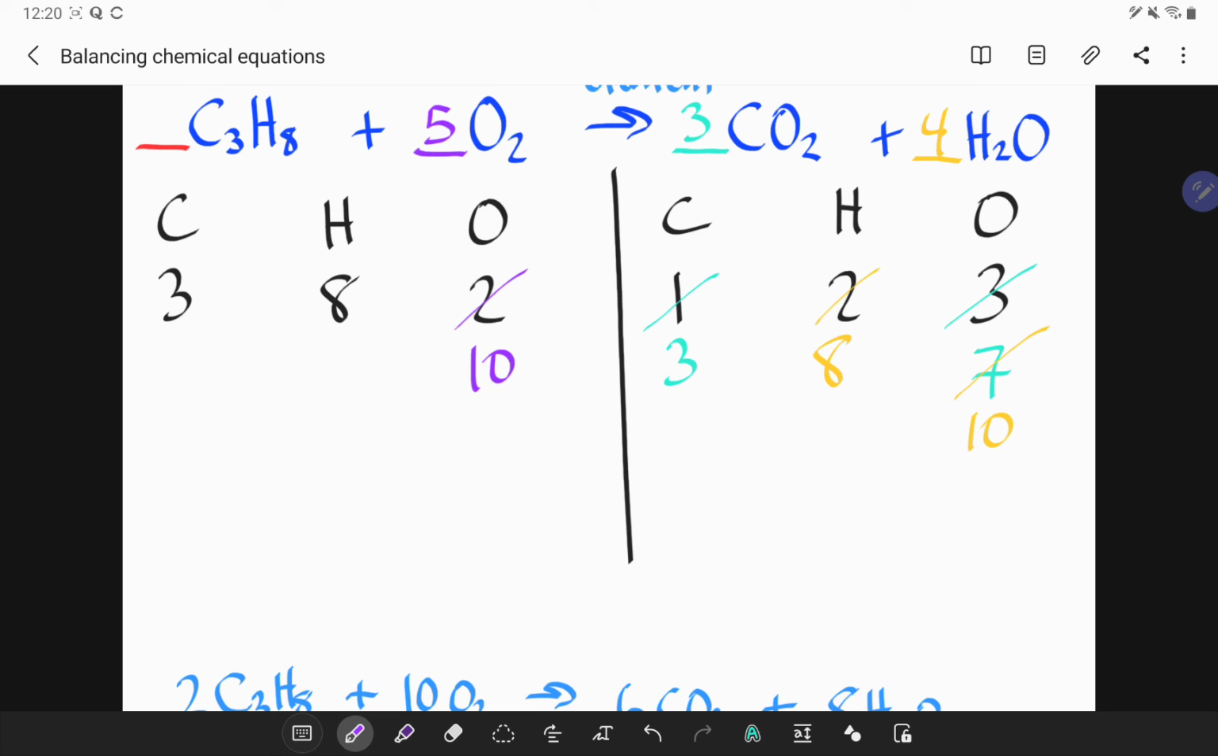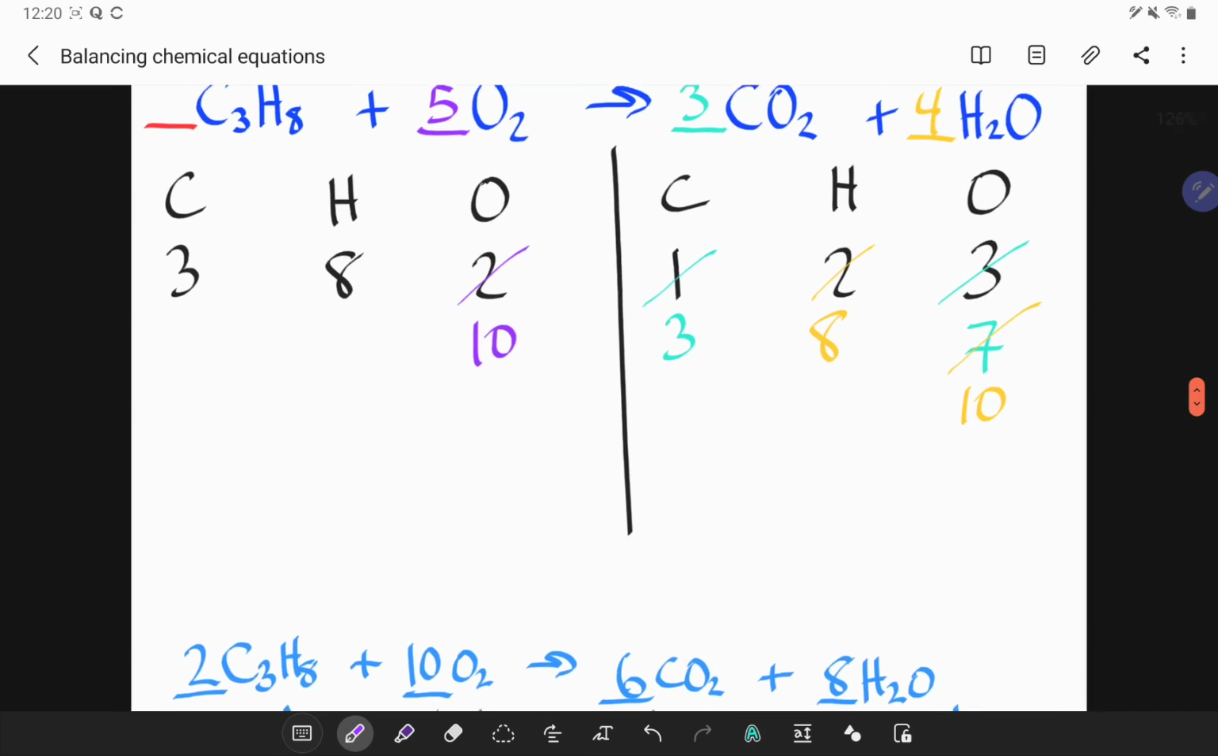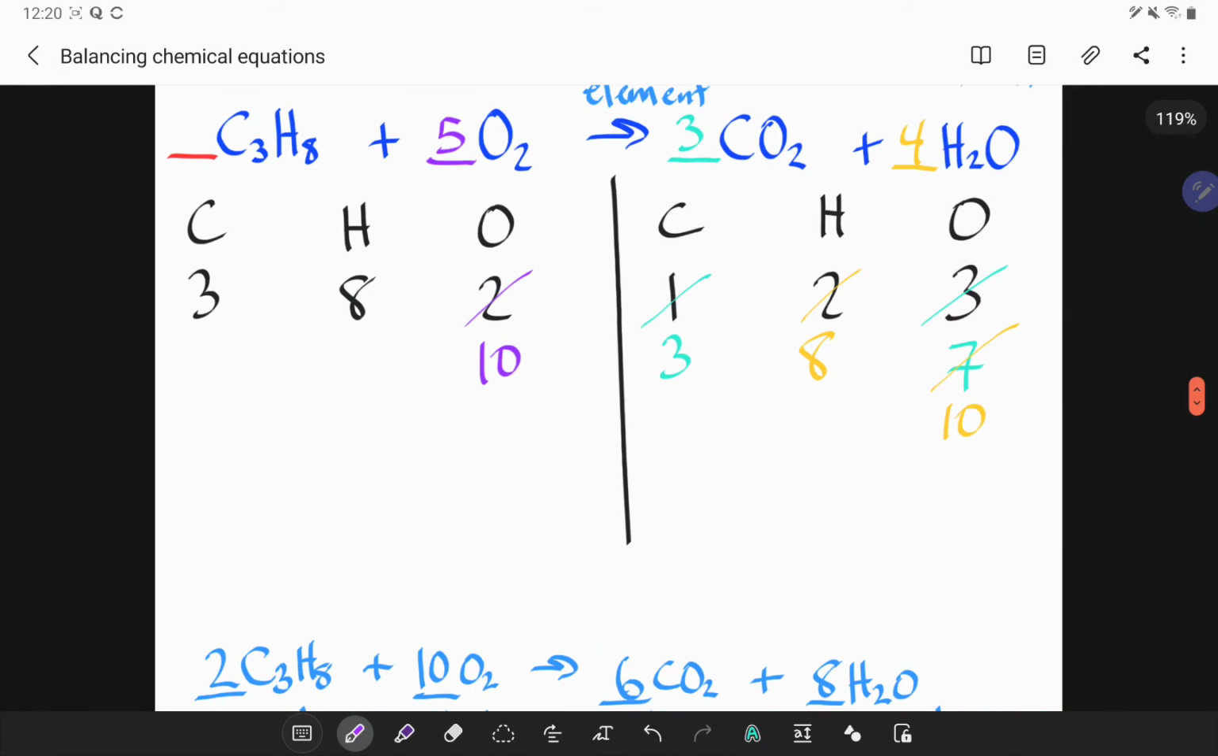Now, some of you might say, well, Mr. Oxler, wait a second. I did this problem, and I think I did it right. It looks balanced. I got 2C3H8 plus 10O2 gives us 6CO2 plus 8H2O. Got it written down there. So some people in my classes have gotten this as an answer. And you're completely right if you said this is balanced.